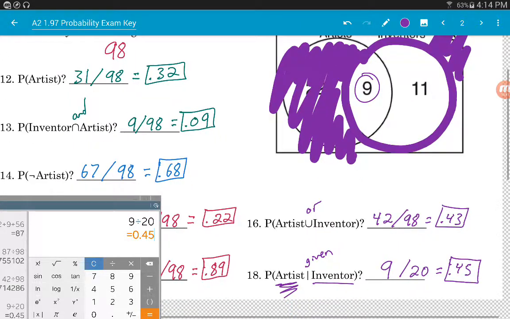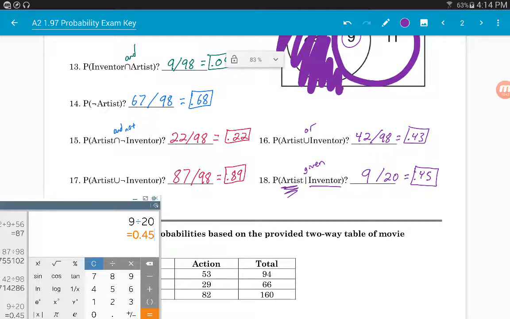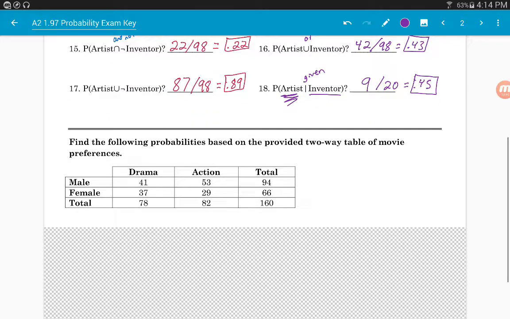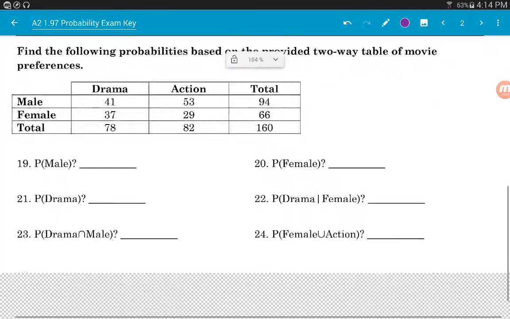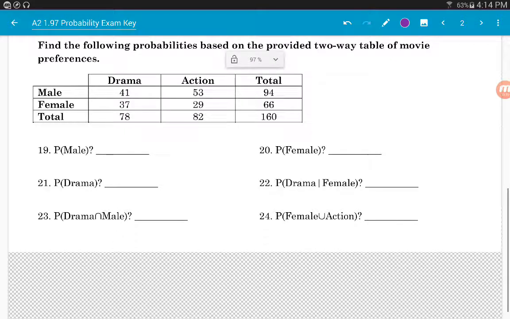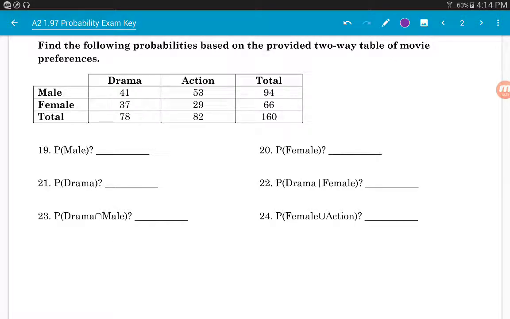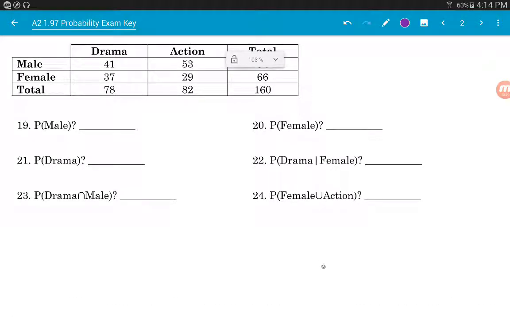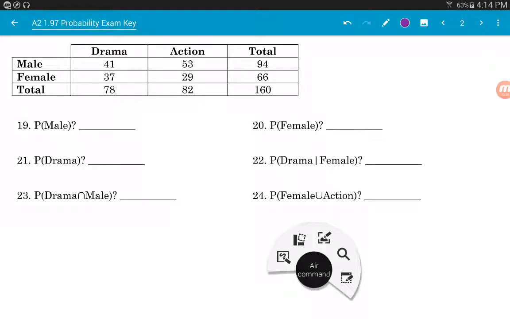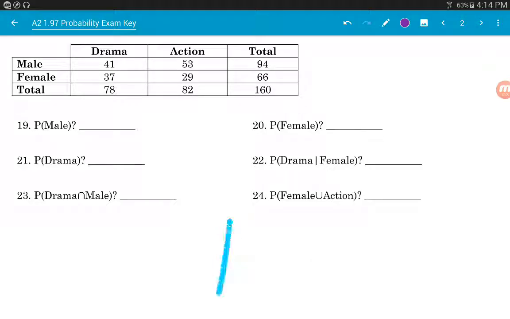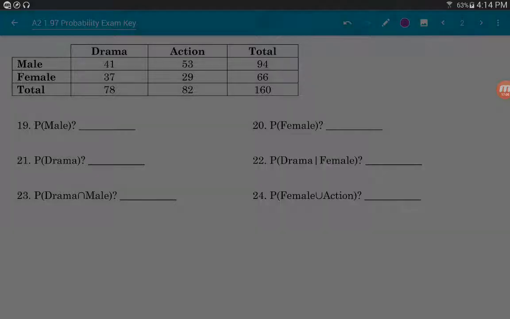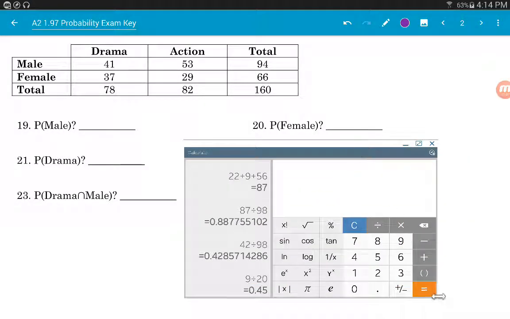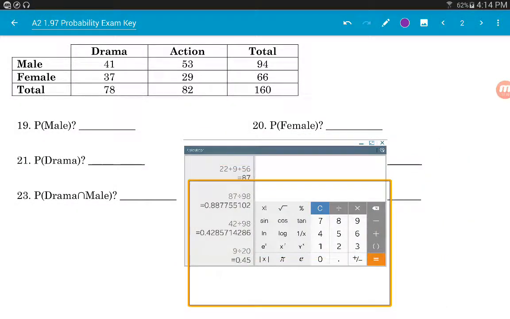Okay, well, let's keep going. New section. I didn't mean to close that. We're talking about two-way tables now. Find the following probabilities based on the provided two-way table of movie preferences. So that's what we're talking about now, movie preferences. Now, the probability of somebody being male, if I picked somebody at random, that's what question number 19 is asking. What is the probability that if I picked someone at random, they would be male?